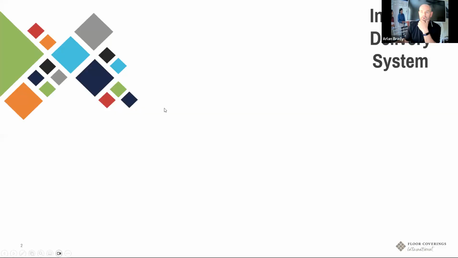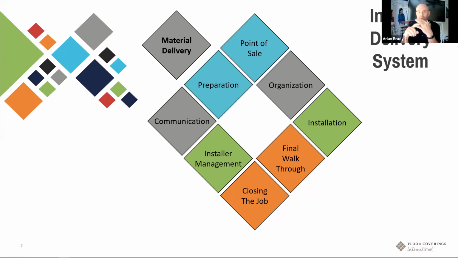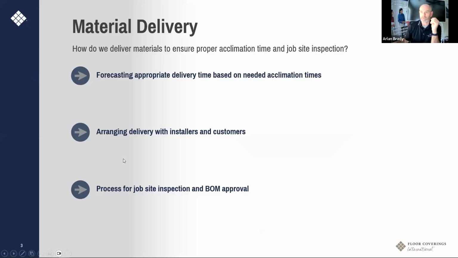So just to put us in context where we're at, so far we've looked at the point of sale, we've looked at preparation, we've looked at organization, and we've looked at communication. So in this module, we're going to look at the material delivery piece, and then we'll get into installation, installer management, and what does it look like to sort of finish things out. So here we are. We've been perfectly organized. We got everything ready. We've got a communication set in place, and now we're getting ready to physically do the job. How are we going to get materials from the warehouse to the customer's house?